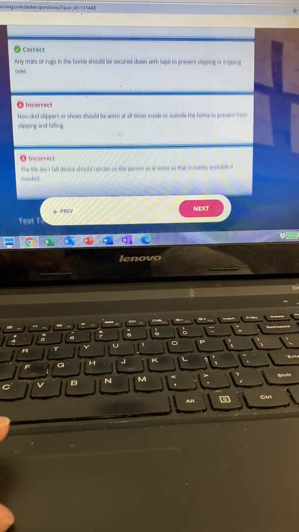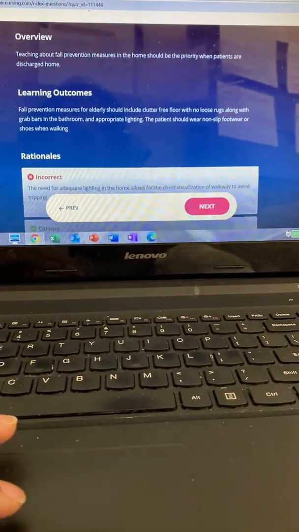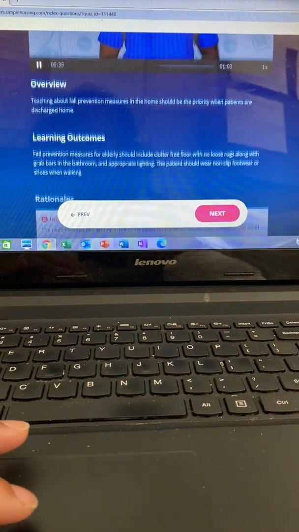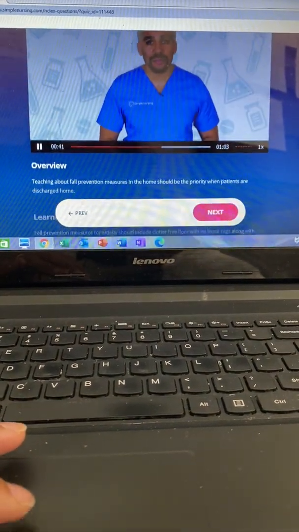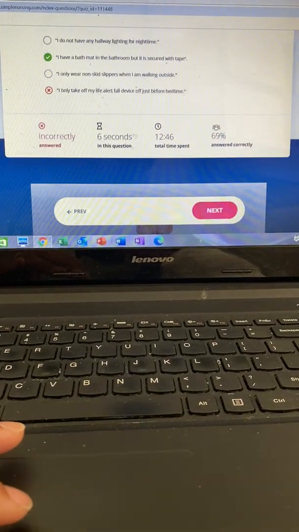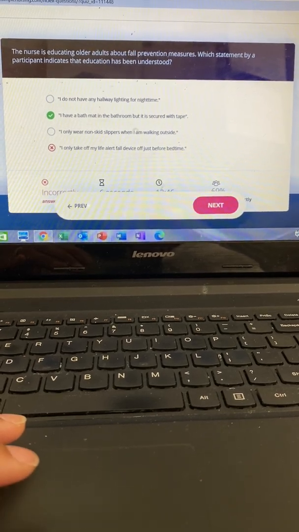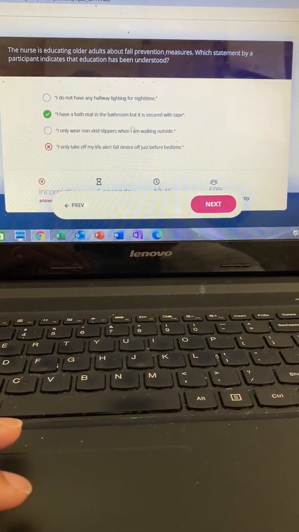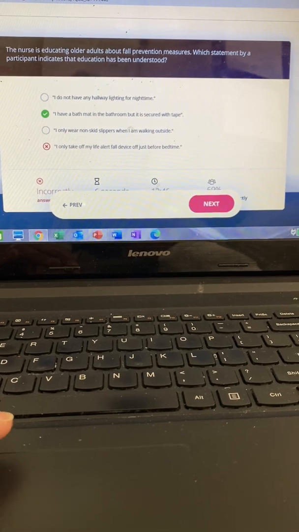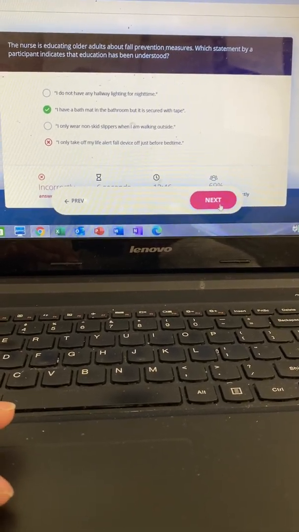No hall lighting at night is not good. Definitely going to have a fall because the patient can't see. And option number 2 is correct. Securing the bath mat, guys, we won't have a risk for slippage and fall. Now, option 3 and 4 are incorrect. No-skid slippers should be worn at all times, even inside the house here. And option 4, a fall alert device should also be worn always. Okay, that wraps it up.